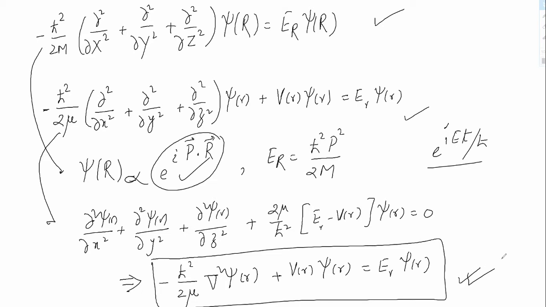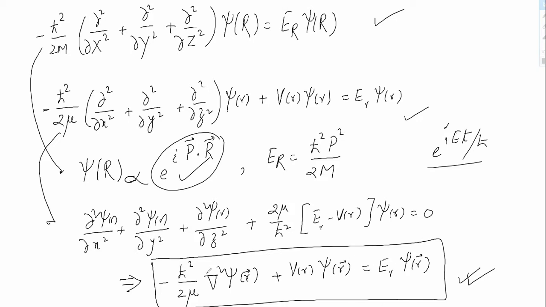Then you talk about this part, which depends upon the relative coordinate. And this, instead of writing in terms of small x, small y, and small z, we write in spherical polar coordinates. Actually, I should write it like this.